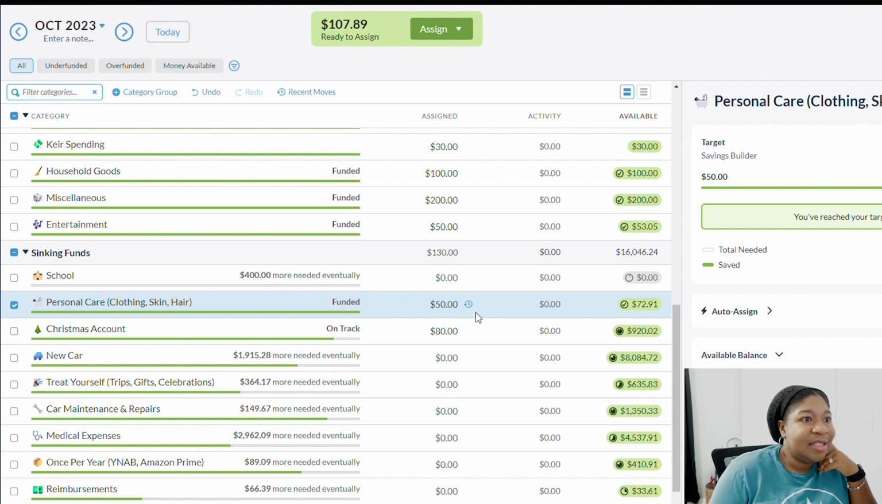Okay, let's see what we want to do. We have all of these sinking funds left except for reimbursements. I don't need that. I'm waiting on a reimbursement and that'll take that back up to 100.